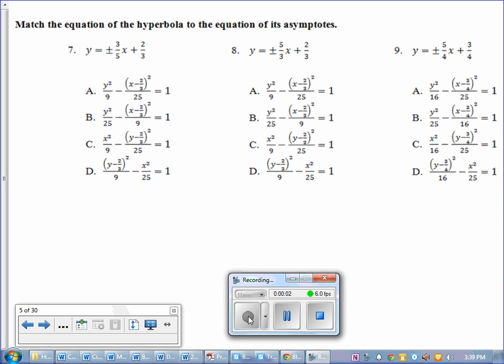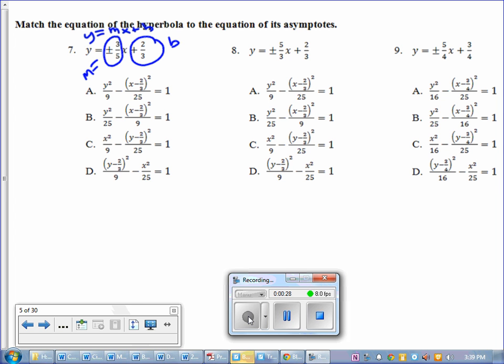So number 7, we're given the equation of two asymptotes of a hyperbola, and we have to decide which equation of the hyperbola has these asymptotes. So first thing I notice is that this equation is written in slope-intercept form, y equals mx plus b. That means that the first number is m, the slope, and the last number is b, the y-intercept.